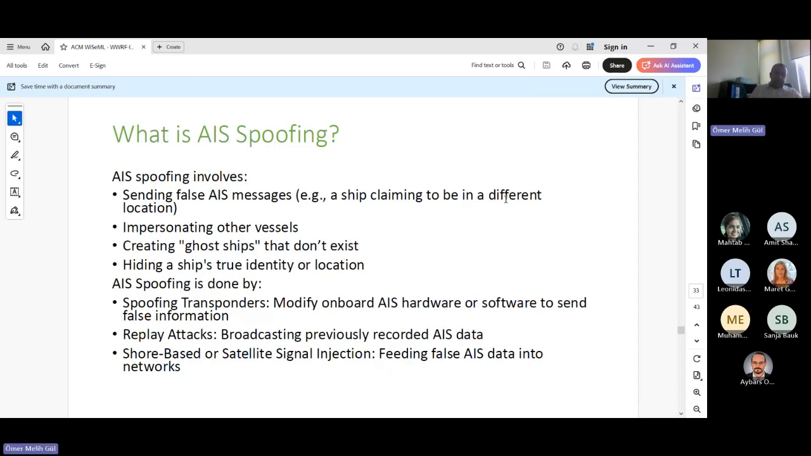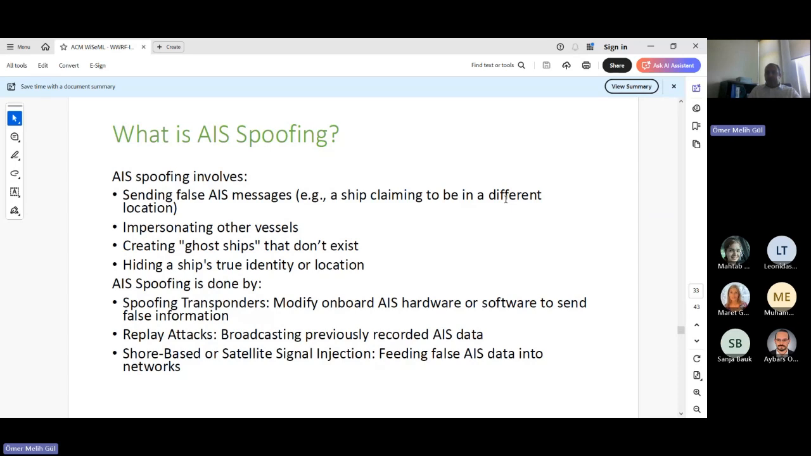That is important when you consider a man in the middle type of attack. In that case, the ship sent the message and you say everything is fine, but normally that ship's AIS data is not sent to the outside. For the outside, the middleman sent some wrong data. That is the kind of replay attack. And shore-based or satellite AIS injection, feeding false AIS data into networks.